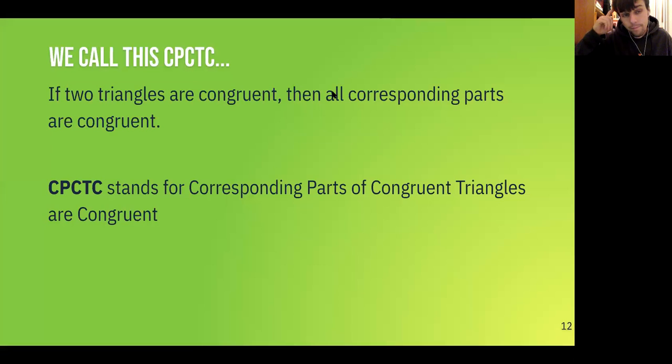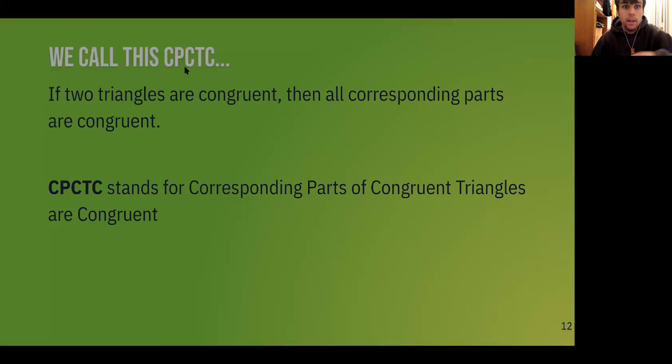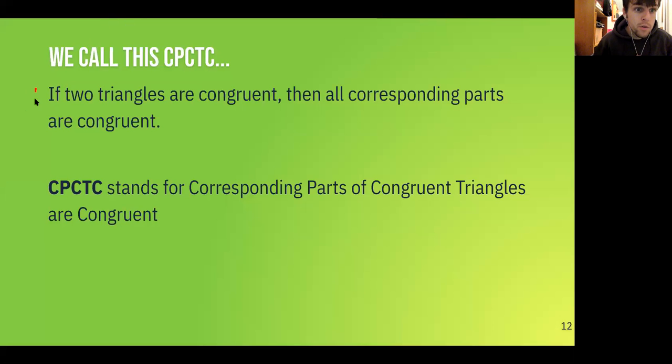All right. So CPCTC, that stands for this. The corresponding parts of congruent triangles are congruent. Again, just parsing that out, hopefully it makes sense in terms of what this means, that the corresponding parts of congruent triangles are going to be congruent. So if the triangles are congruent, then the corresponding parts are congruent, right? That's what that conditional statement is right here, which was part of the definition of congruent triangles.